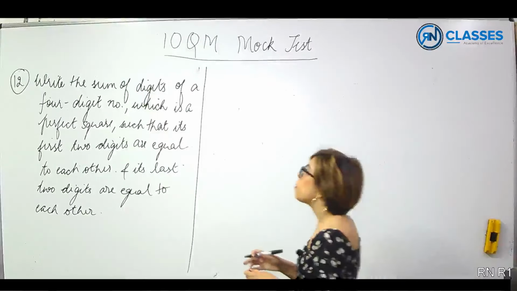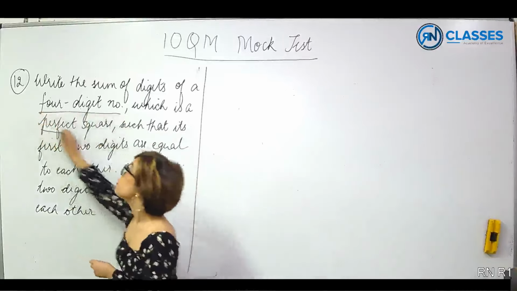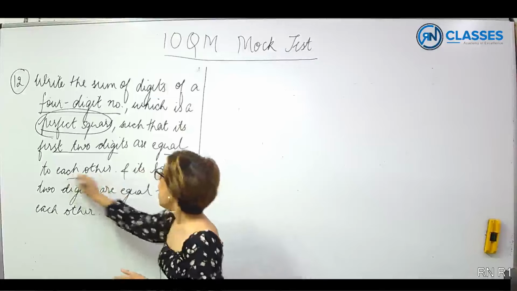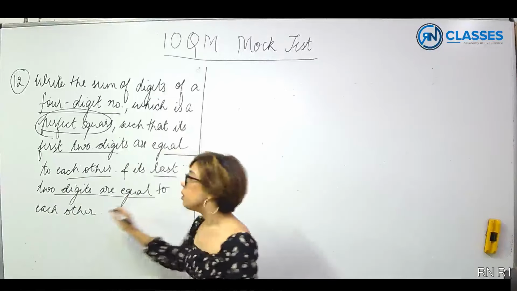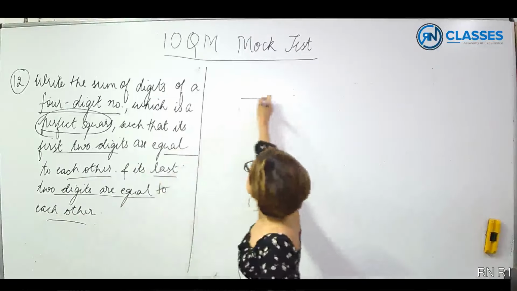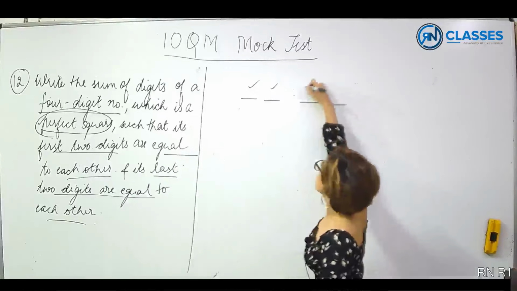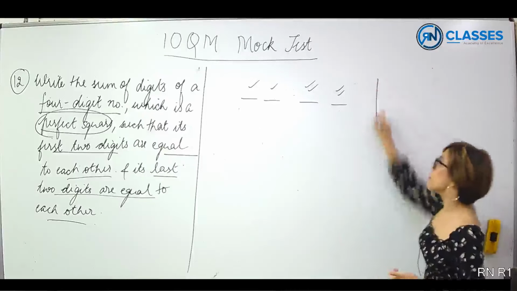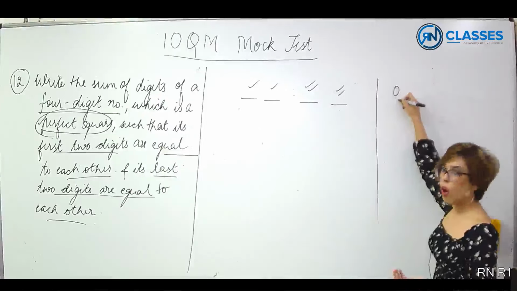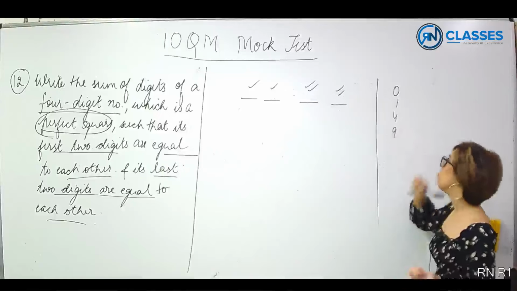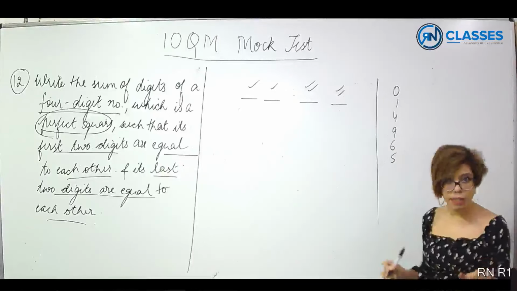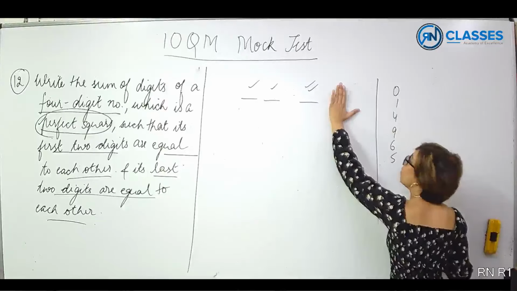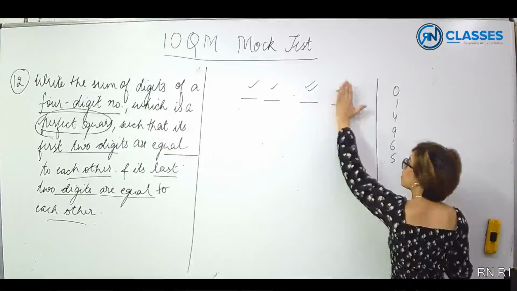Now, he says write the sum of digits of a 4-digit number, which is a perfect square, such that its first 2 digits are equal to each other and its last 2 digits are equal to each other. Right? First 2 are the same and then last 2 are the same. And the number is a perfect square. Now, I know that any perfect square will either end with 0 or 1 or 4 or 9 or 6 or 5. Right? So, that means a unit place can be 0 or 1 or 4 or 9 or 6 or 5.